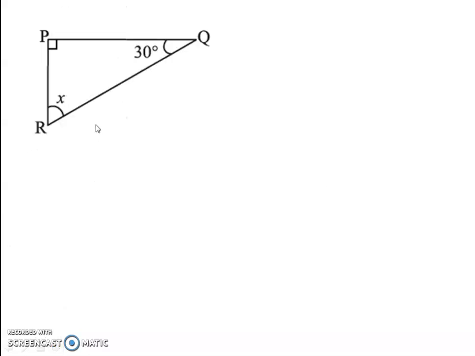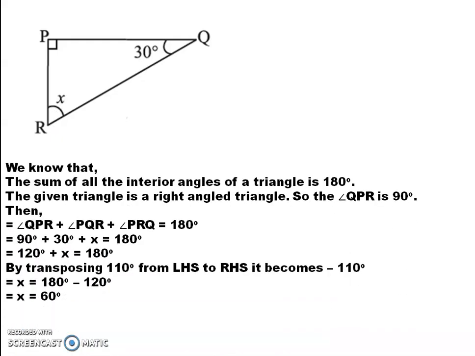Next question. Here the figure given to you is a right angled triangle. Why did I say that it is a right angled triangle? Yes, because of this sign. This symbol indicates that the angle is 90 degrees. So what are the measures given to you? 90 degrees, 30 degrees and x. Which property will you use? You will use angle sum property. That is, the sum of all the interior angles of a triangle is 180 degrees.